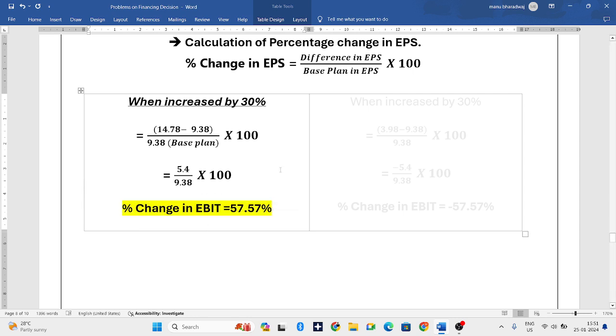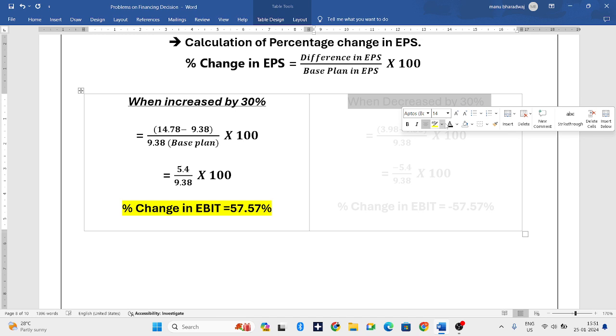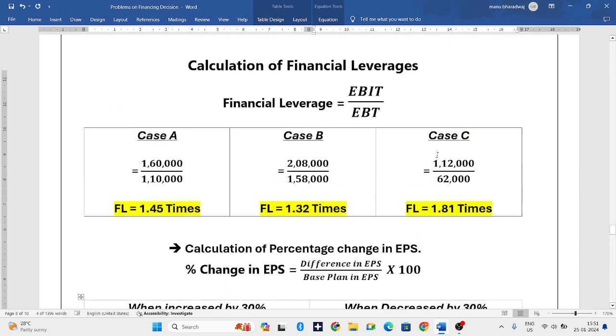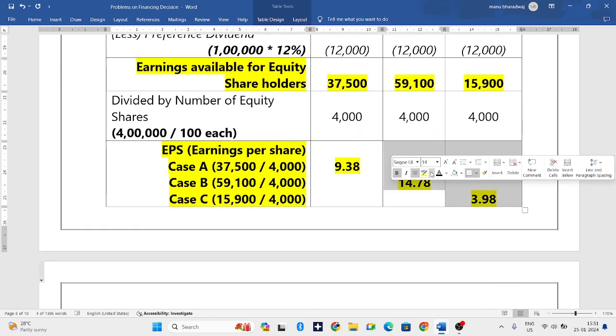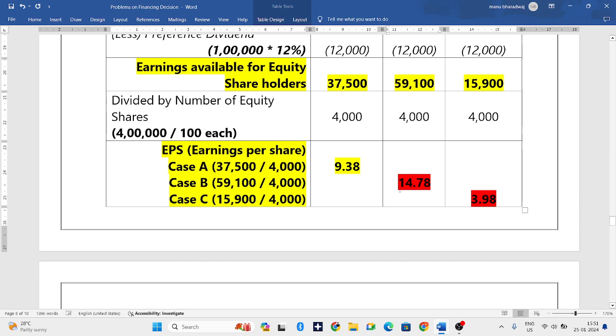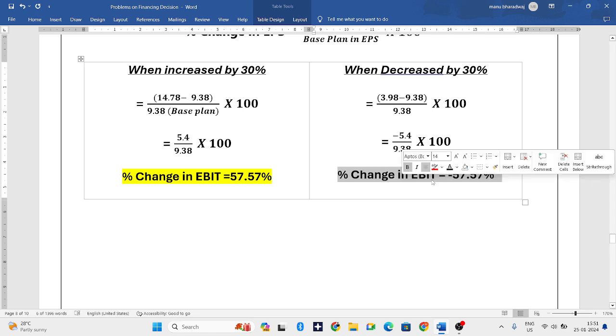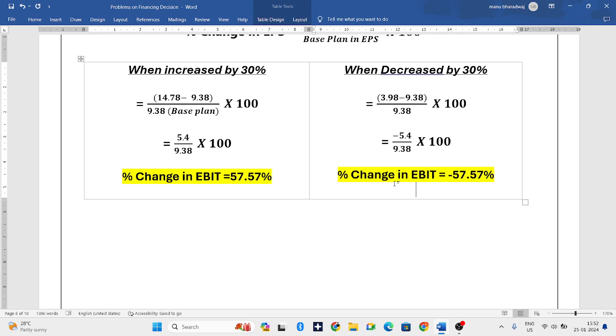Similarly, you have to do it when it is decreased by 30%. We have to work out what we get if it is decreased. The same formula you have to apply, but this time we have to take these two EPS. I have highlighted in red 14.78 minus 3.98. So this particular EPS we have to consider. When we consider that, we will get minus 5.4 divided by 9.38 into 100. So when we substitute that, we get the percentage change in EPS is minus 57.57%. That is because we have decreased.